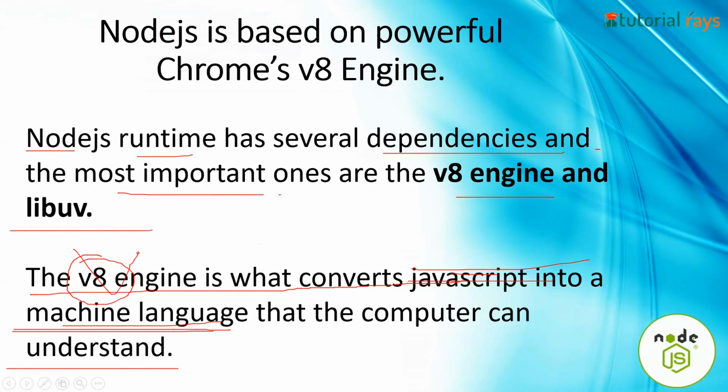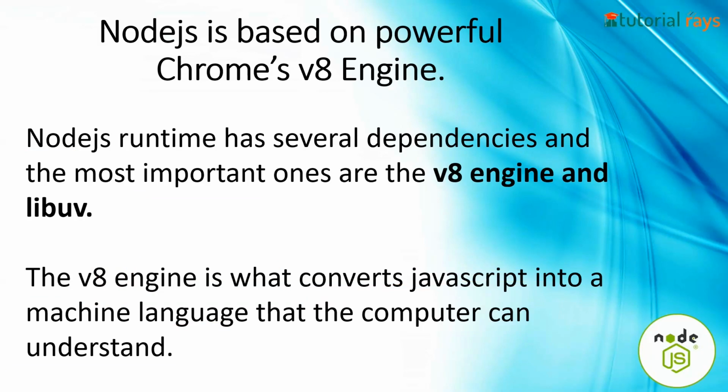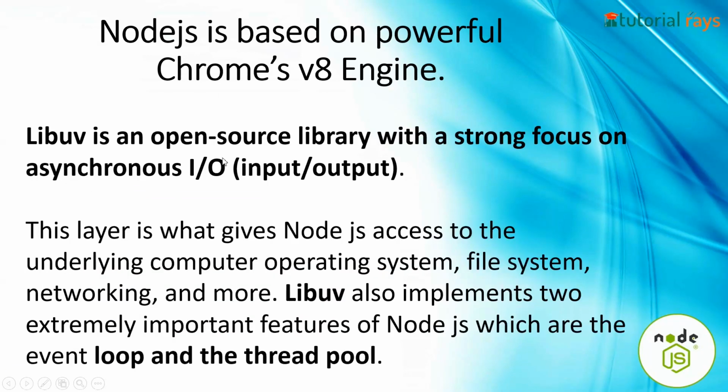But this V8 engine is not sufficient for Node.js. So what is required? Further we require libuv, an open source library with a strong focus on asynchronous data. I've already shown you with an example what is asynchronous. That means input output, and data is sent and received asynchronously. This layer is what gives Node.js access to the underlying computer operating system.